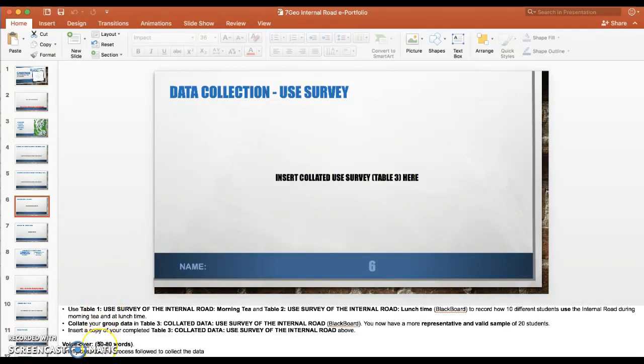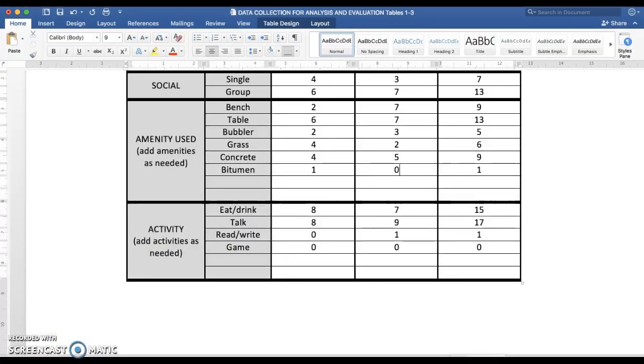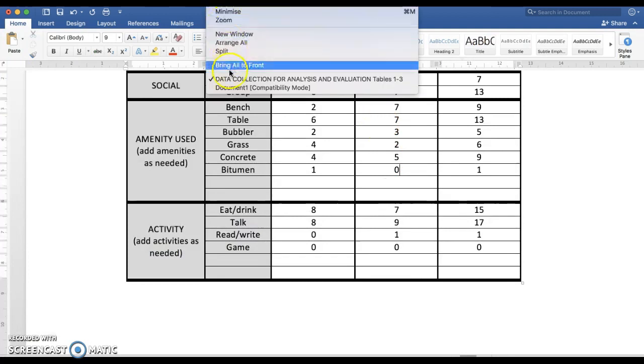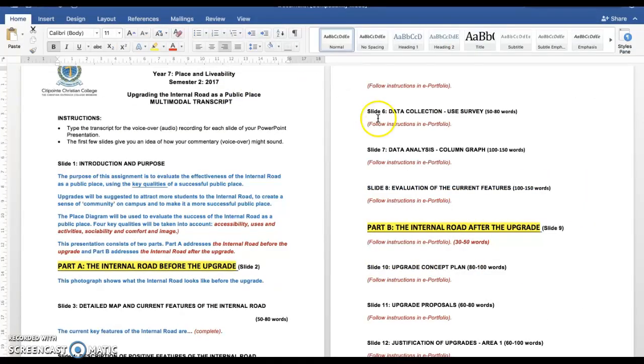Then what you need to do is, on your transcript, you need to describe the process followed. So when you go to your transcript, pretty self-explanatory, you go to the slide where it says slide 6, data collection use survey, and just in here, you just have to type in what you did. So you went to the internal road, you just watched what 10 people were doing, and you completed the surveys. So just describing what you did, that's on this transcript.